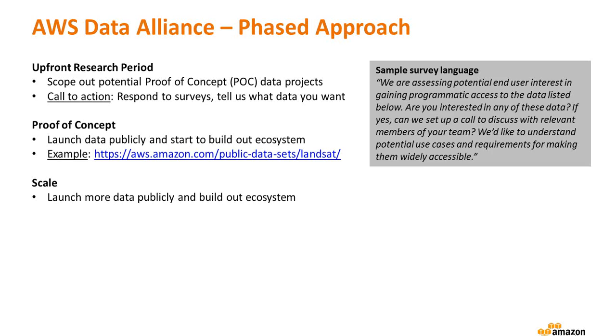The easiest way to do this is to respond to surveys. If you have let us know already via the web page that you're interested in the NOAA Big Data Project, we'll reach out to you and ask you about specific data sets or for you to just tell us what you're interested in. It can be specific, it can be general areas of interest. I've put on the slide here just some sample survey language so you know what kind of request I'm talking about. We are assessing potential end user interest in gaining programmatic access to the data listed below.